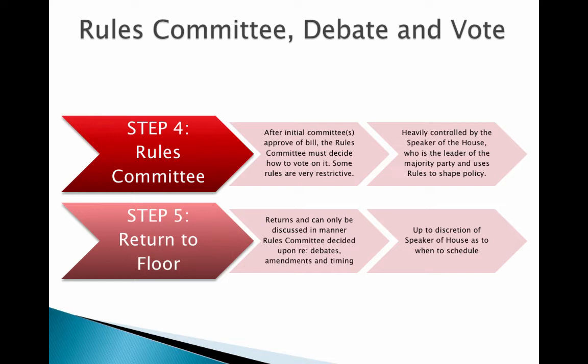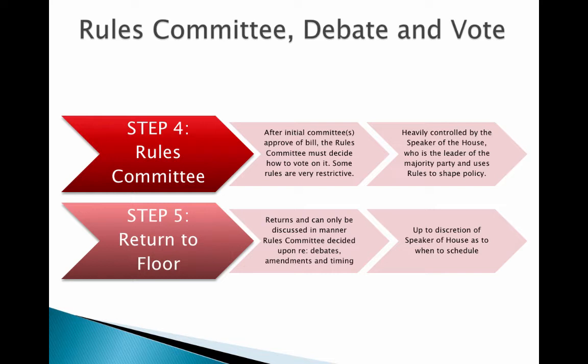Then you can go back to the floor. Remember that thing where you were introduced, maybe months or years ago? Returns can only be discussed in the manner that the Rules Committee allows them to be discussed in. So you have to abide by those rules. And the first step is actually approving the rule. So the first step that is voted on is the rule, and then the second step is the actual bill.